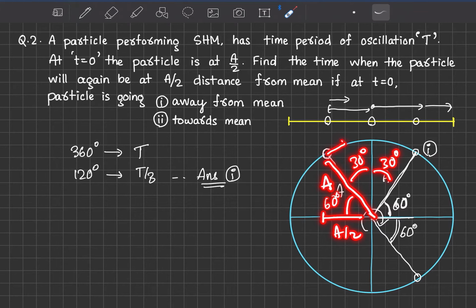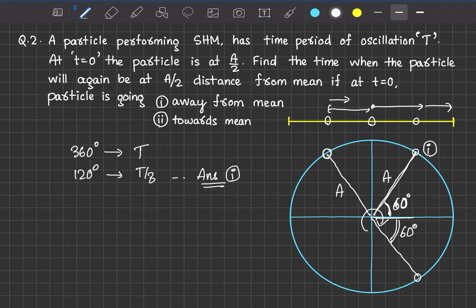So if the particle is moving towards mean, it needs to cover another 60 degree. In the circle it needs to cover another 60 degree to reach again at a by 2 distance from the mean. So for the second case, if we solve, we get that for 360 degree coverage it takes time t. For 60 degree it will take time t by 6. Simply we got the answer to the second bit also. So these are the answers for our second question.